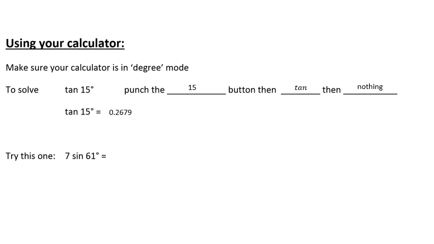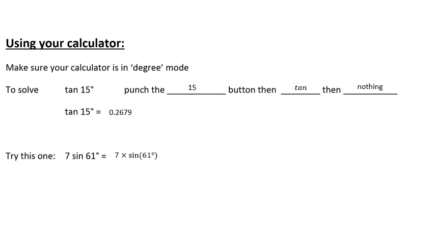So then we're going to try problem 7 sine of 61 degrees. All that means is 7 times the sine of 61 degrees. So you're going to go and find the sine of 61 degrees, which you should be doing the same way you found the tan of 15, only instead of pressing the tan button, you're going to press the sine button. You should know by now whether you had to press the sine first or whether you had to put 61 in first. So once you find the sine of 61, you just multiply it by 7. Take a second and try that one, and then come back and see how you did.